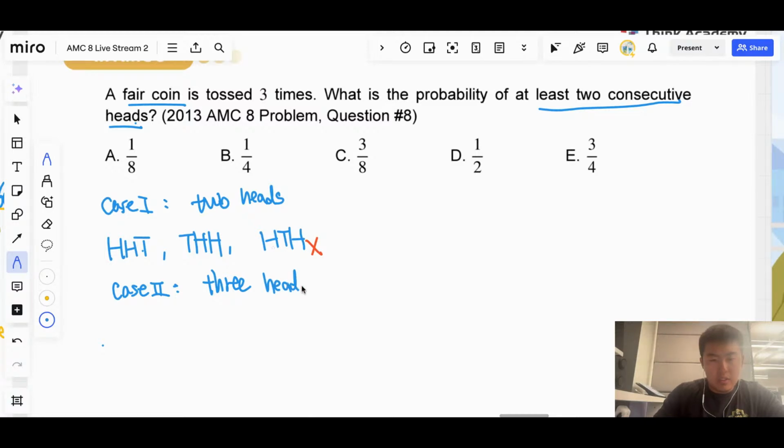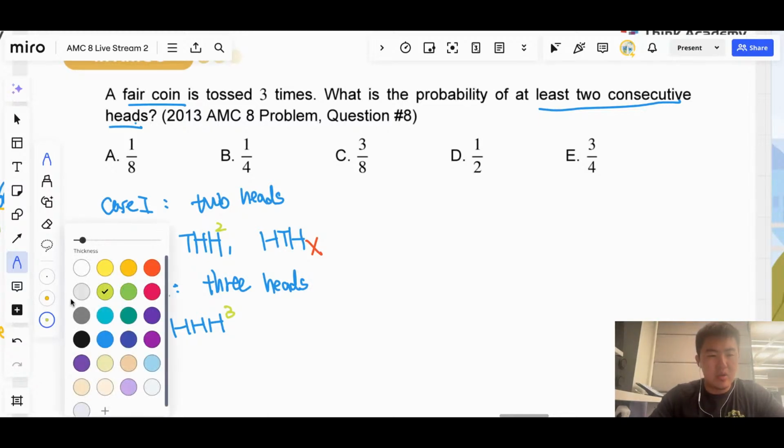Oh, good. So for 3 heads, this one's pretty simple. It's just H, H, and H, right? All has no tail. So let's count what are the numbers we have here. In case 1, we have 2 sub cases. For case 2, we have number 3, right? We have 3 cases in total.